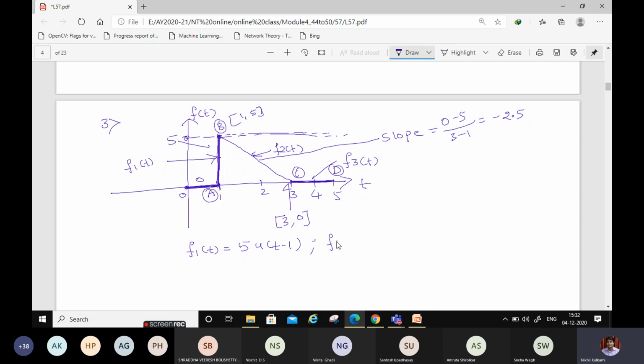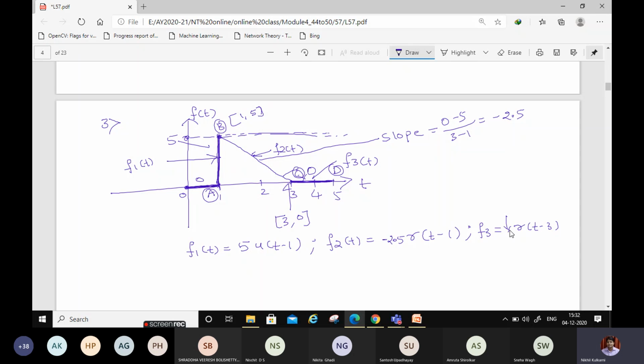Okay, then f2 of t, it is what kind of signal? It is a ramp signal where it is starting at t equal to 1. So I have to write t minus 1. What is the slope of that ramp? It is minus 2.5. And now change in slope is there, that is 0. So previously it was minus 2.5. So from where you have to make it 0? Ramp. It should be made from t equal to 3.